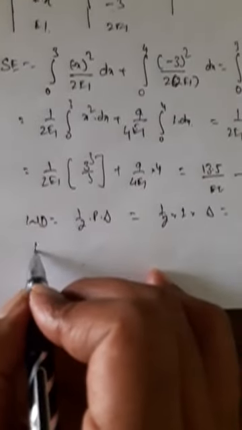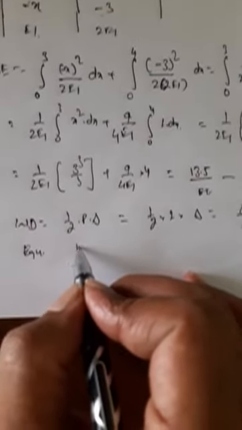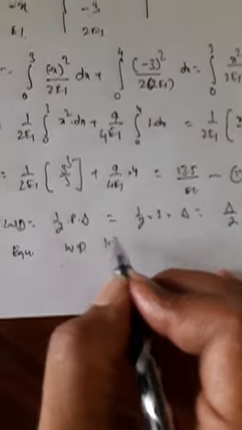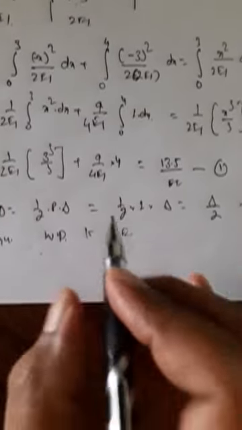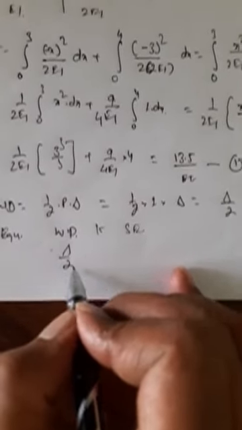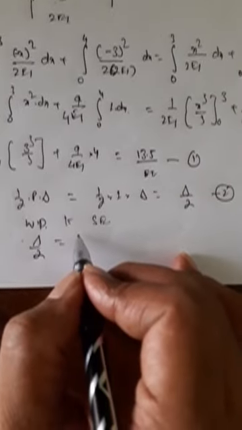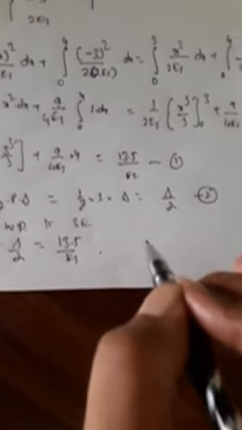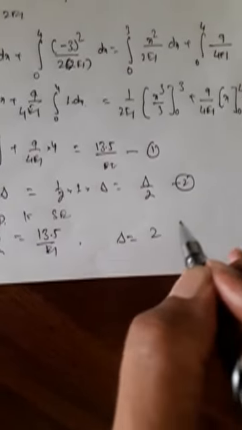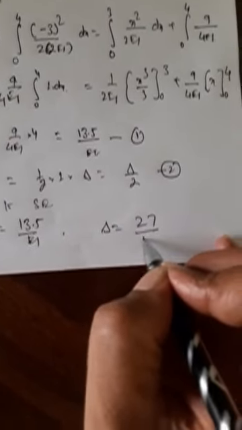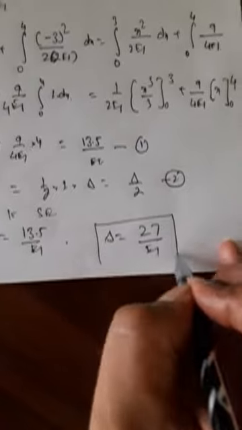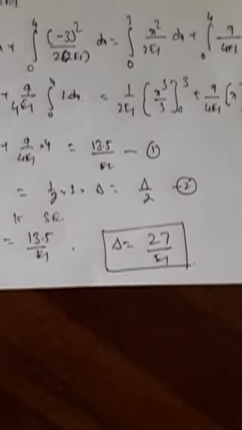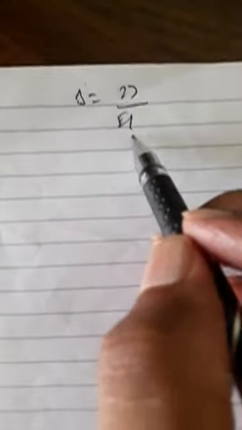Equating work done to strain energy, delta by 2 is equal to 13.5 by EI, or delta is equal to 27 by EI. This is the equation. Delta is equal to 27 by EI.